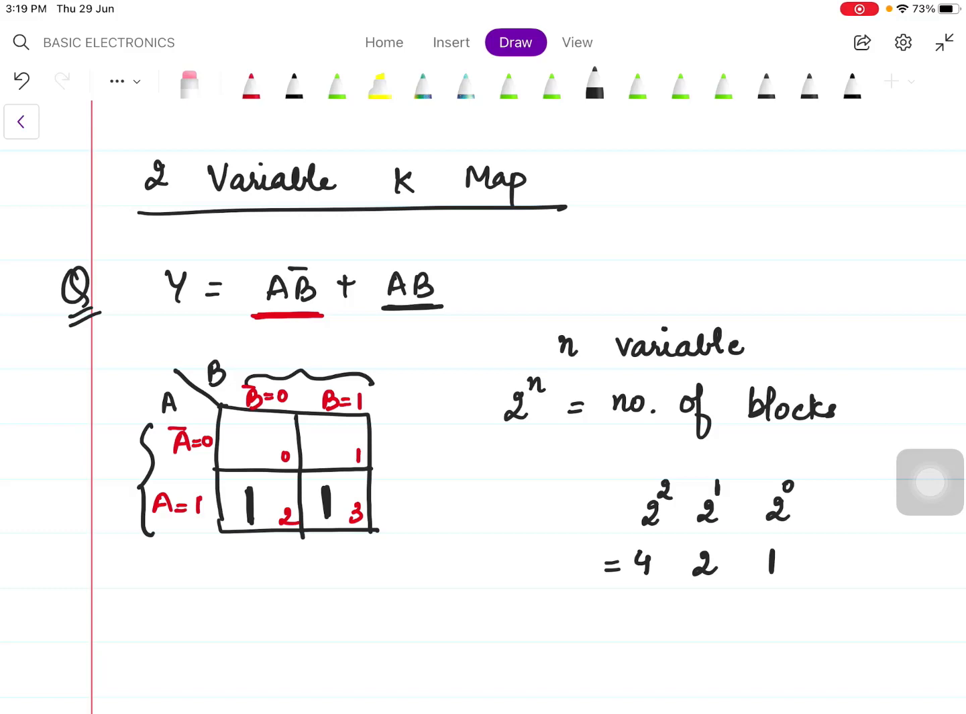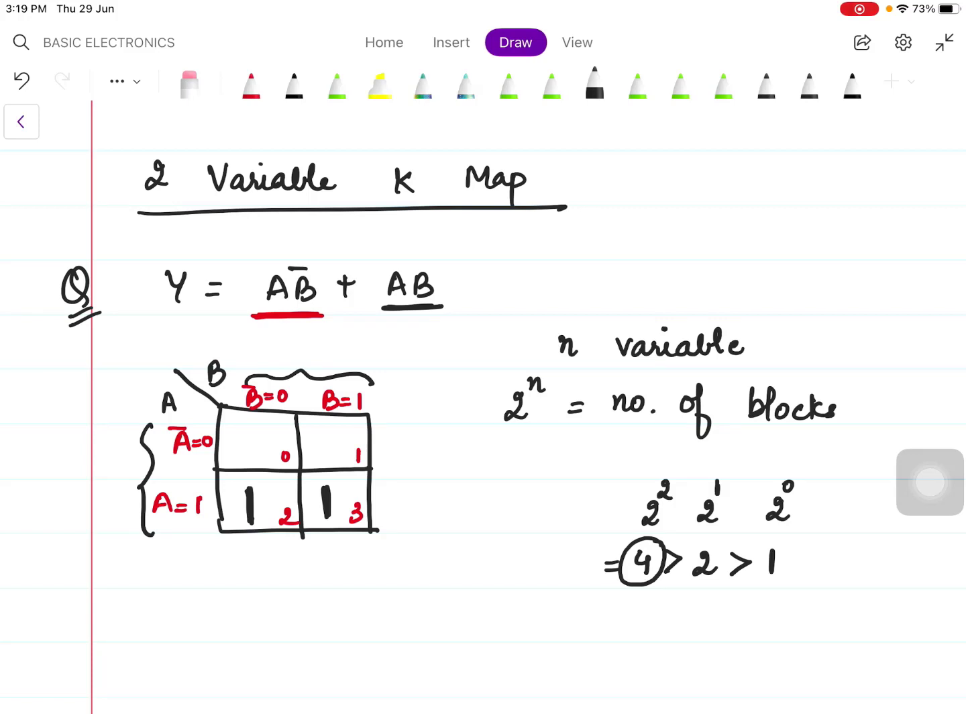So what we have to do, first of all, we have to search for the biggest combination. If it is possible, we have to make it. Otherwise, we have to search for the next possible combination, which is 2, and then we have to search for 1. So here, which groups can be made?